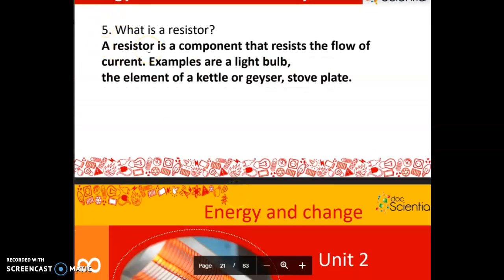Number 5, what is a resistor? A resistor is a component that resists the flow of a current. Examples of resistors are a light bulb, an element of a kettle or a geyser, or a stove plate.